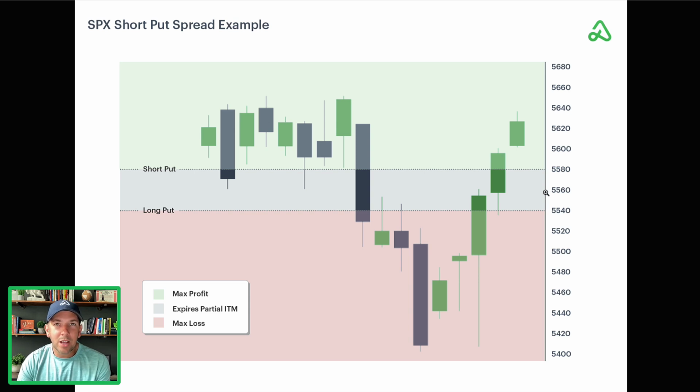And where the challenge comes in is that if you have SPY, for example, and you're trading SPY, and then the stock lands in this partial zone, well, that means that one contract, one leg of your spread, is going to get assigned, and the other one does not act as protection. So that's where it becomes really tricky.